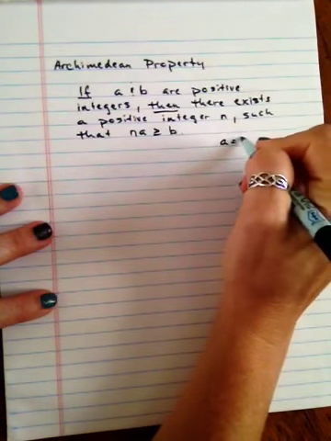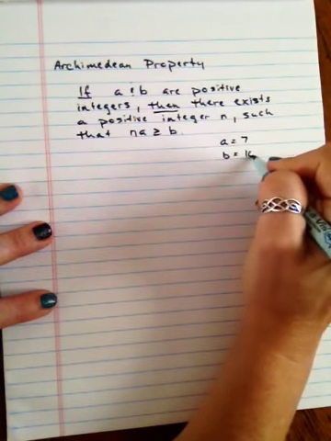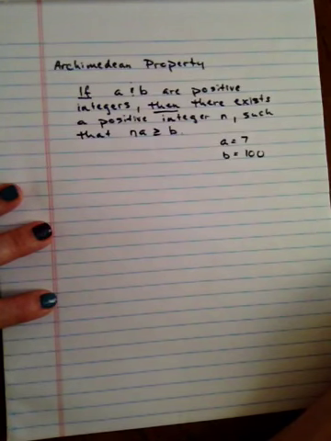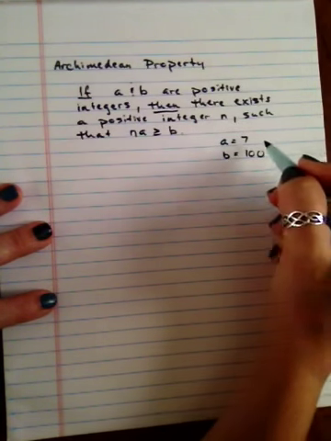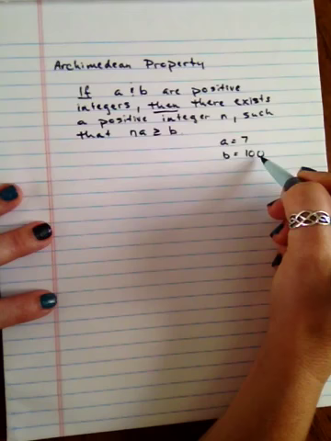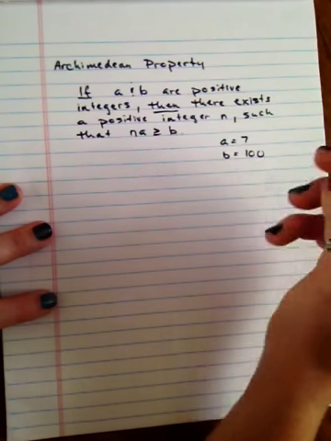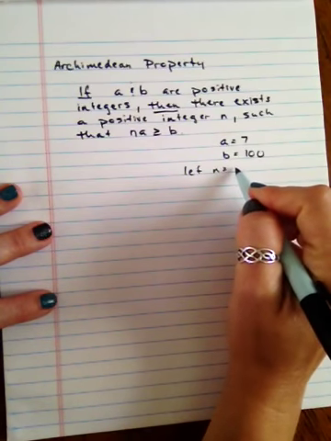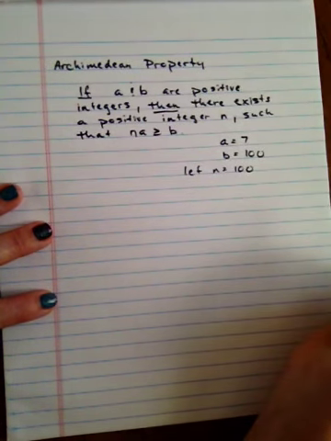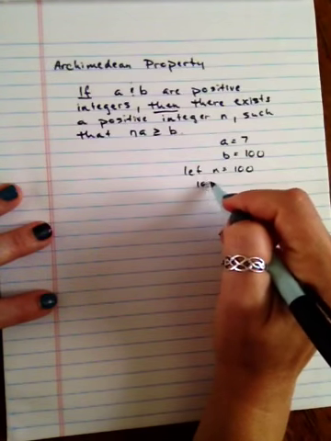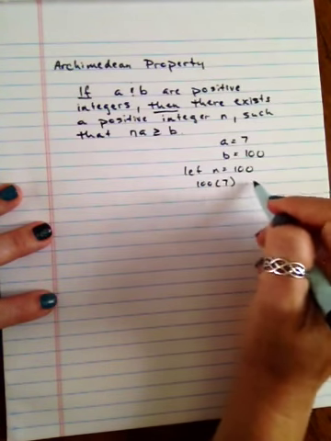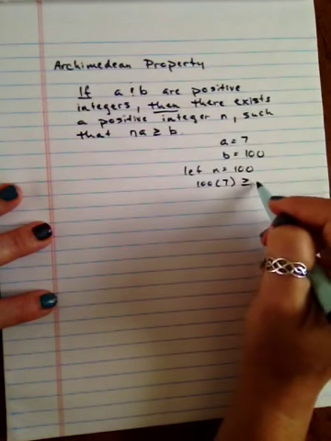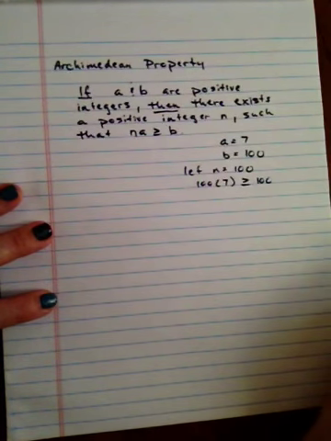Say a equals 7 and b equals 100. A and b are both positive integers. Right now, a is definitely not greater than b, but there is a positive integer out there that I can multiply 7 by to make it greater than 100. In fact, I could just multiply it by b. So I could say, let n equal 100. There are actually lots of numbers I could choose for n. So I would say that 100 times 7 is definitely greater than or equal to 100. And that shows the Archimedean property.